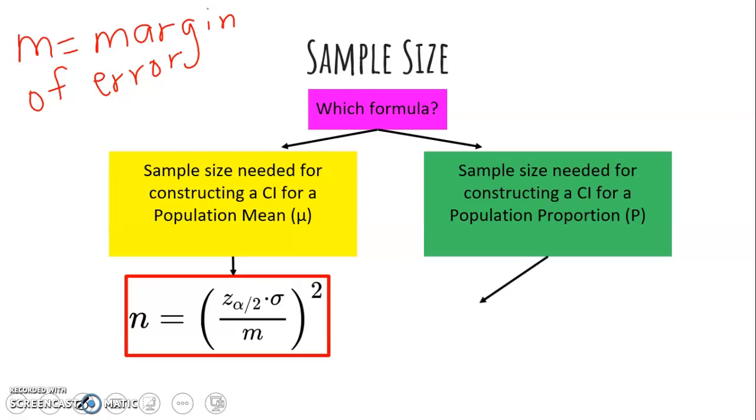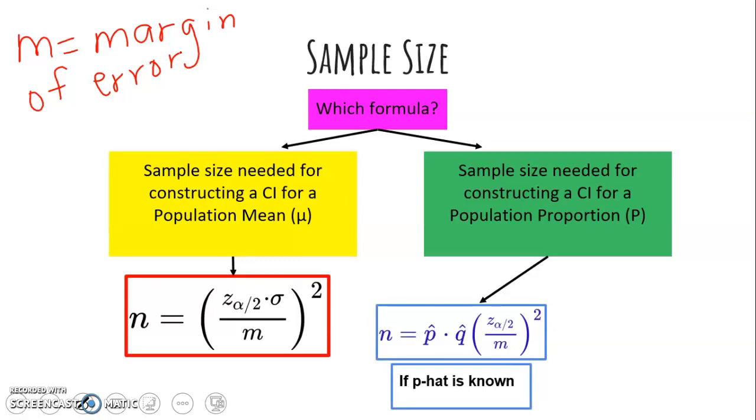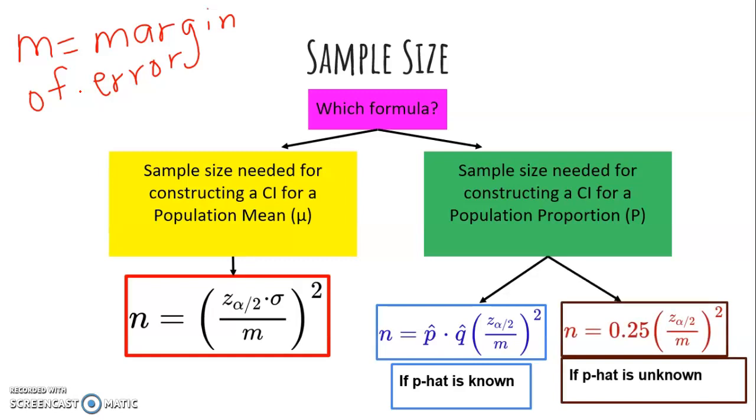If you are constructing a confidence interval for a proportion and you need to figure out what sample size is needed, there are 2 different formulas. This first formula we use if P hat is known. It's P hat times Q hat times Z over the margin of error, squared. If P hat is not known, it's 0.25 times Z over margin of error, squared. That's if P hat is unknown.